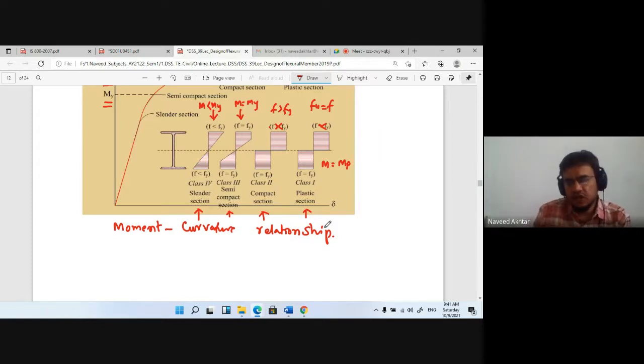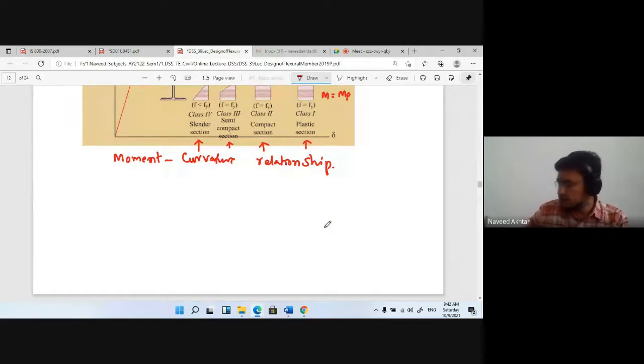So generally, you have to try to provide the section to the structure such that M is equal to Mp, or the full rotation capacity of the section will appear. That is, you have to provide a section that will be class 1 plastic. Why are we going for this type of member, the plastic member? Because in case of a plastic member, the failure of the structural element or structure is not sudden.